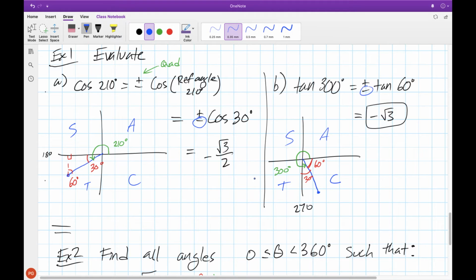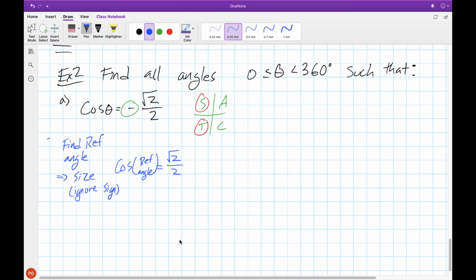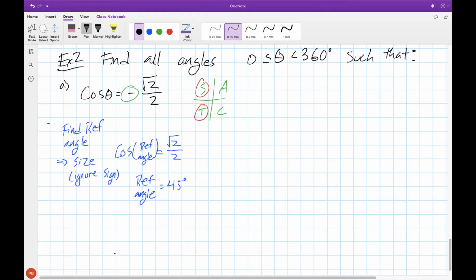In our previous case it was 30 degrees. So if the cosine of our reference angle is root 2 over 2, what's our reference angle in this case? Well, we would need to again remember back to our special triangles, whether you memorized them or redrew them. And remember that the reference angle, if cosine is root 2 over 2, is going to be equal to 45 degrees. So we have two possibilities.